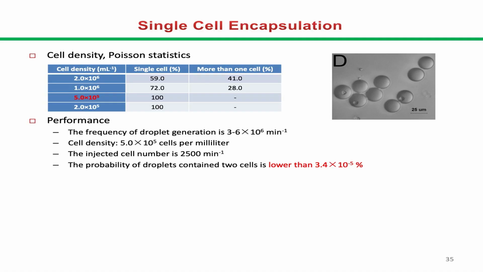And then we optimize the cell density, to get single cell encapsulation. And in this case, we find the cell density like this, we can get 100% single cell encapsulation. And in this case, the probability of droplets containing 2 cells is lower than 3.4 times 10 to the minus 5%.